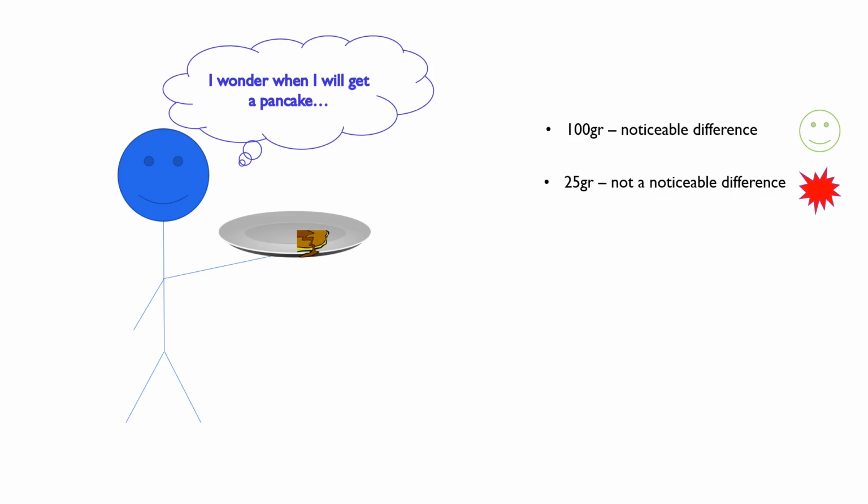This means that somewhere between 25 and 100, there is a number that's going to be the smallest difference in weight needed to change your perception and make you notice its presence. This is the just noticeable difference. It is the smallest amount of weight that I need to put on your plate so that you notice it.